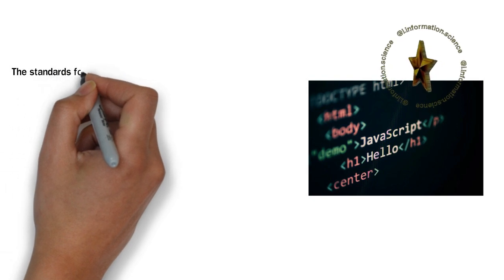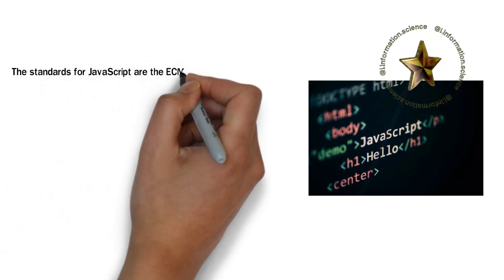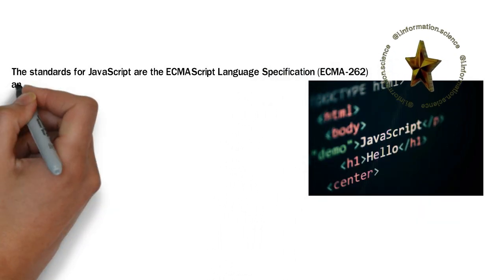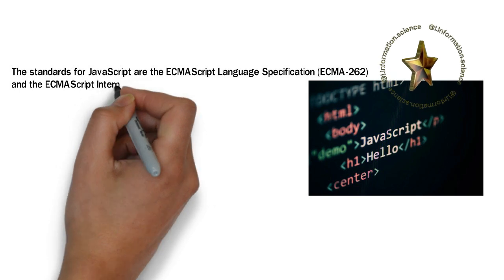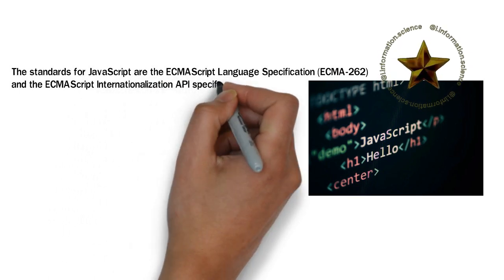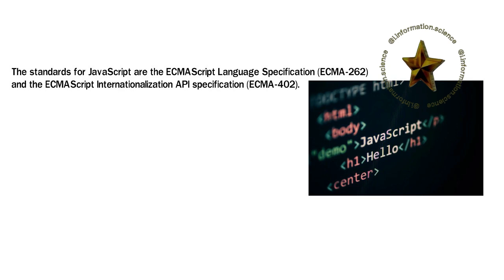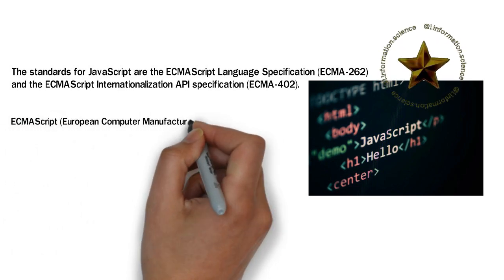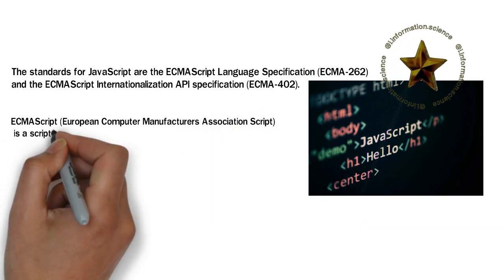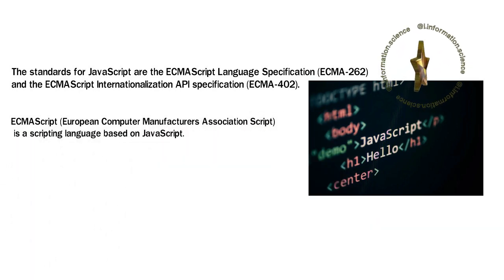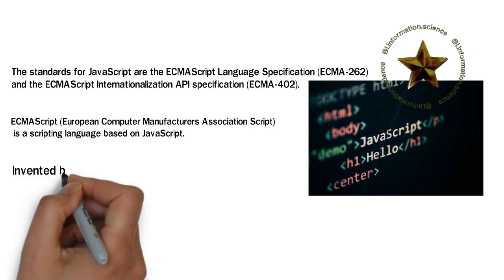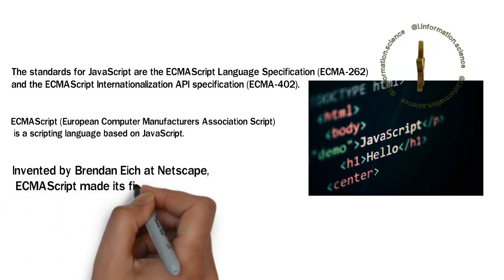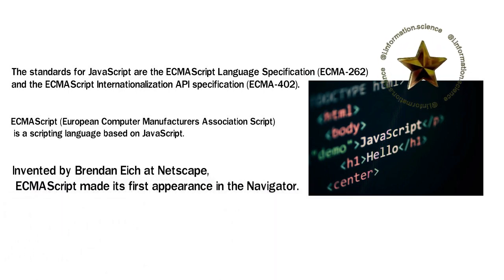The standards for JavaScript are the ECMAScript Language Specification, ECMA-262, and the ECMAScript Internationalization API Specification, ECMA-402. ECMAScript, European Computer Manufacturers Association Script, is a scripting language based on JavaScript. Invented by Brendan Eich at Netscape, ECMAScript made its first appearance in the Navigator.